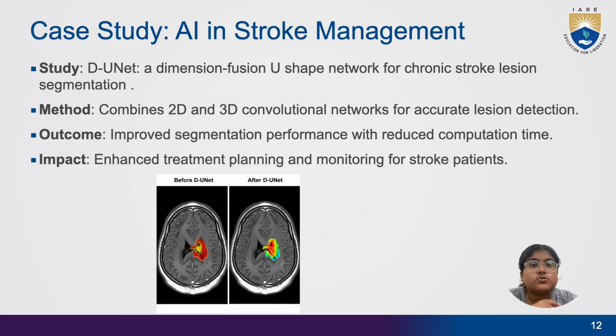This image here shows a less precise, manually or less accurately segmented outline of the stroke lesion, as you can see on the left. The segmentation is broader and may not accurately capture the full shape of the lesion. However, after the DUNet, which is the image on the right, this image shows a more refined, accurate, and precisely delineated outline of the stroke lesion. The DUNet model has improved the segmentation by better identifying the exact boundaries and shape of the lesion.